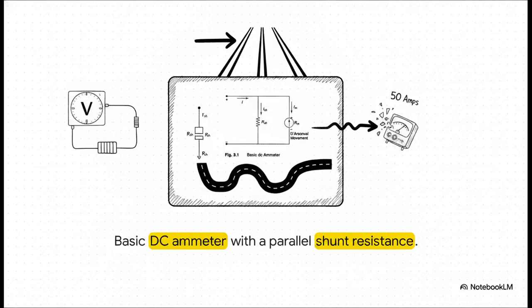But wait, what about current? A voltmeter measures potential difference across 2 points, right? But an ammeter has to be placed directly right in the flow of the current itself. If we put our fragile little meter right in the path of, say, 50 amps, poof, it would vaporize.